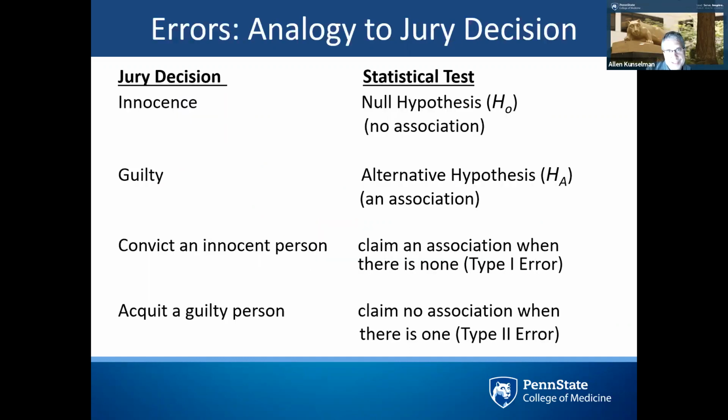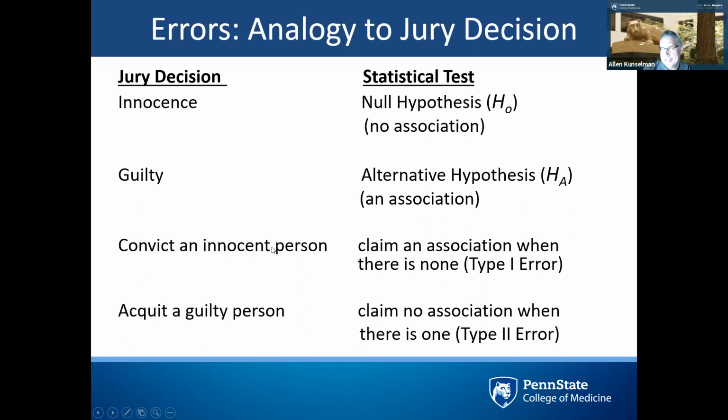So a good way to think about this, I like the analogy of a jury decision. You can think of this as your null hypothesis is that there's no association between the defendant and the crime that was committed. So it's innocence. The alternative hypothesis is what the prosecuting attorney is trying to show, that there is an association between the defendant and the crime that was committed. So they're trying to show guilt.